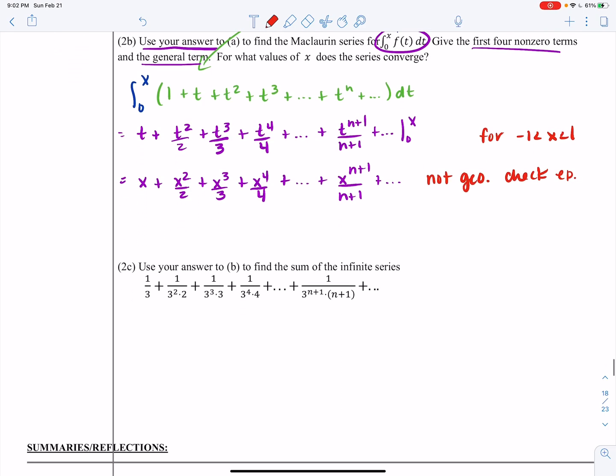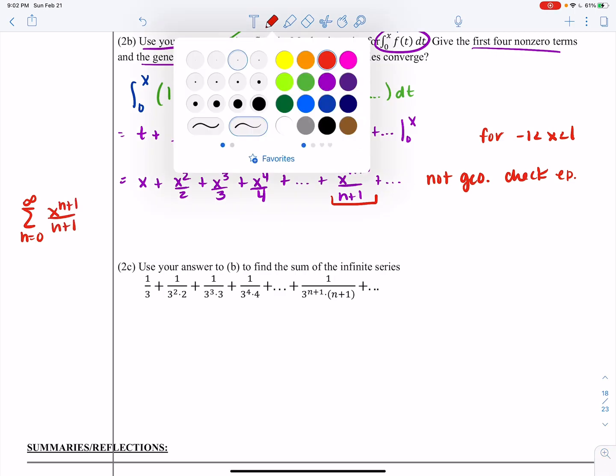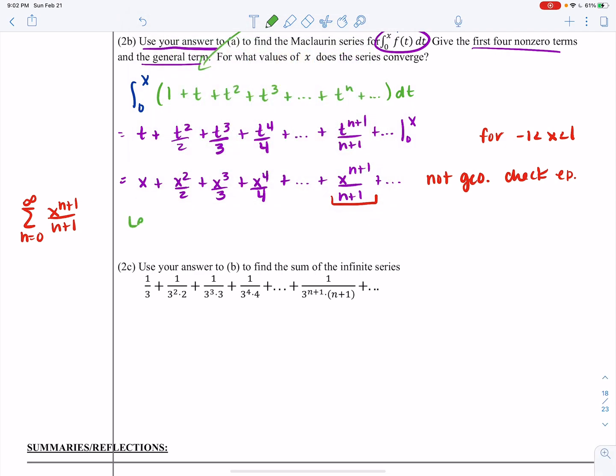So we're going to do that. Remember that this is your formula right here. It is the series from n equals 0 to infinity of x to the n plus 1 over n plus 1. So let's start by letting x equal 1. I tend to start with the positive one. I think it is a little bit easier. So we're going to say 1 to the n plus 1 over n plus 1.